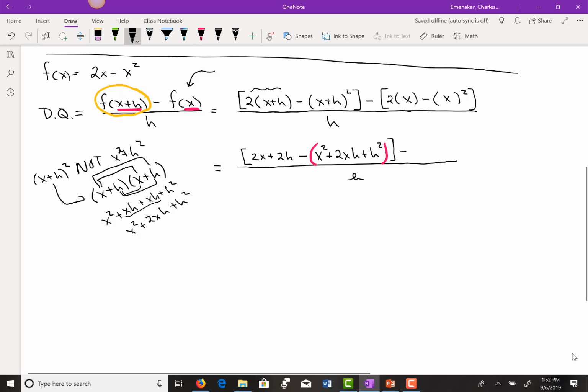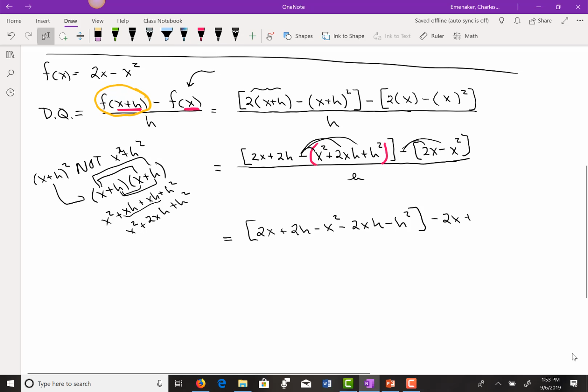Now, we still have our minus. We're going to have 2x minus x squared. Everybody okay? Equals. We have 2x plus 2h. Then what I'm going to do is take this subtraction and distribute it, the negative, and distribute it. Minus x squared minus 2xh minus h squared. Everybody good? Then we're going to take this subtraction here and distribute it. It's going to be minus 2x plus x squared over h. Are you feeling like this is getting to be a big mess? It's going to hopefully start to simplify some at this point.